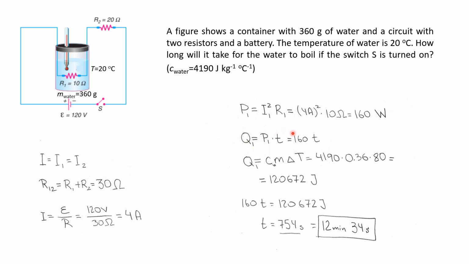So we know the amount of heat generated by the circuit is just 160 times the time the switch is on. So we set 160 T equal to 121,000 joules. And from here we can solve for T, which comes out to be 754 seconds, which is the same as 12 minutes and 34 seconds. And that's the answer and the solution for this problem.